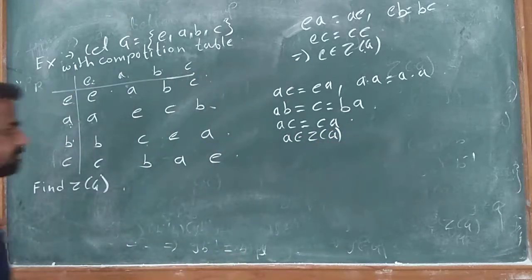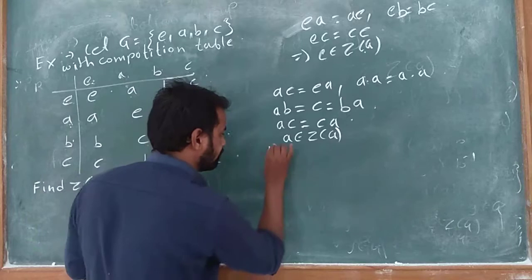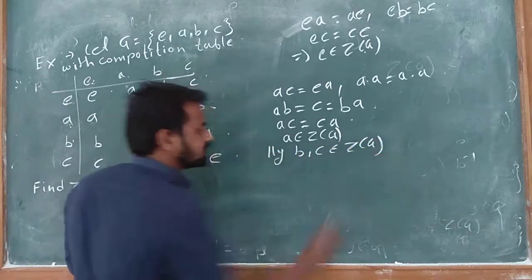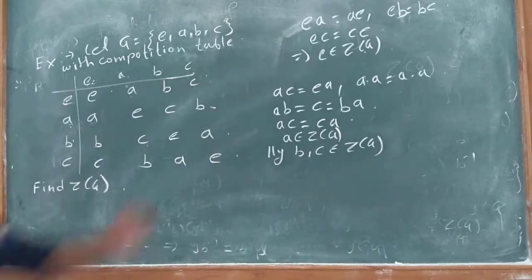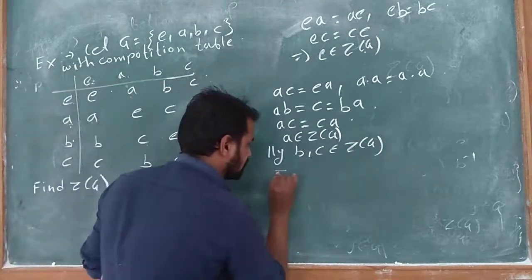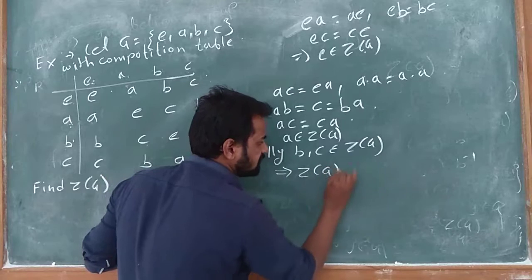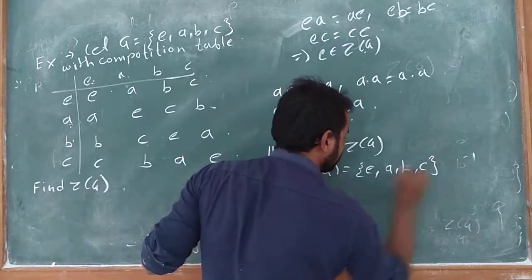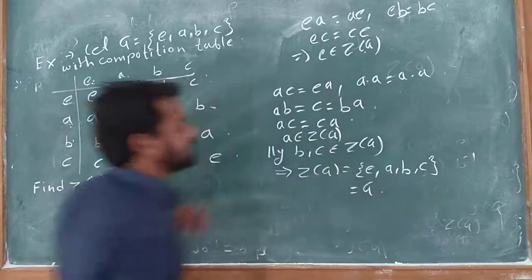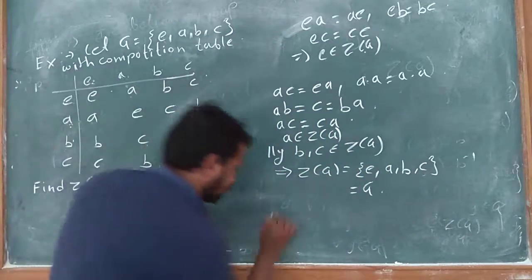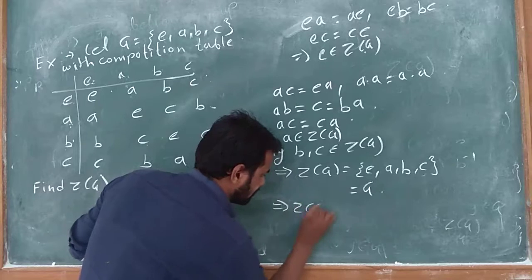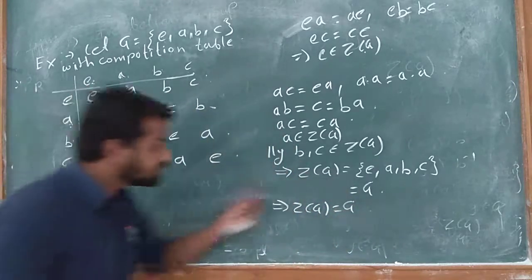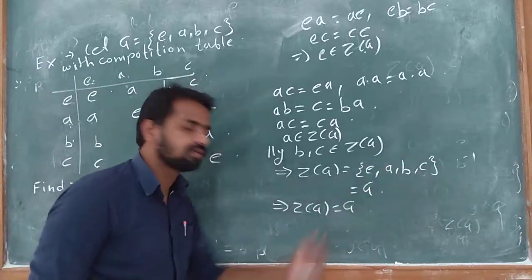Similarly, you can show B and C belong to Z of G. This implies Z of G is equal to the set containing E, A, B, C, which is equal to group G. This implies Z of G is equal to G. This is our answer. Find Z of G: Z of G is equal to E, A, B, C, which is equal to G.